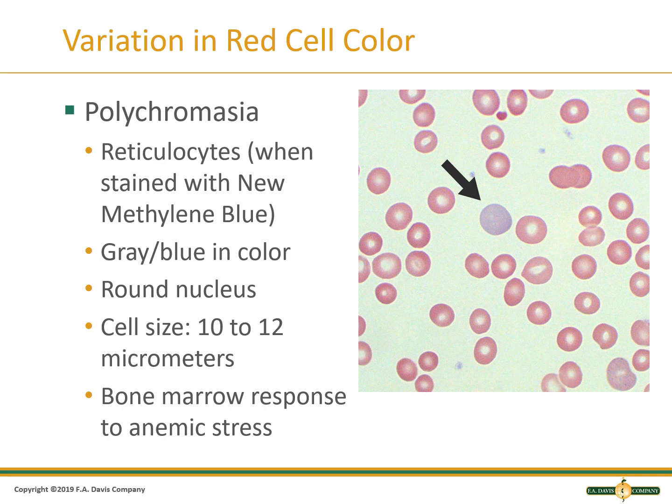The cell size is going to be 10 to 12 micrometers, which is larger than the average mature red blood cell. And this is happening because there's a bone marrow response due to the anemic stress that the body is under.